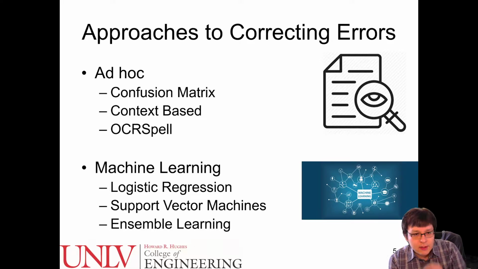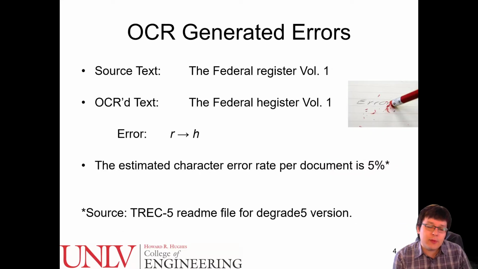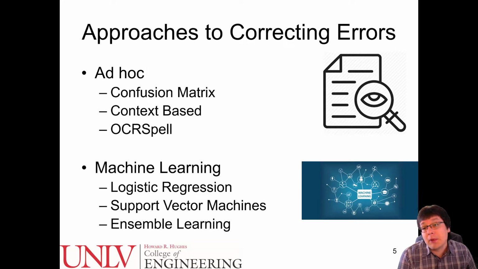Other ways of fixing it is something like a confusion matrix, where you know what kind of errors you typically make. Like if this is a very popular error because the R and the H look very similar, well, if we see something that has the word Hegister, which is not a real word in the dictionary, but we know that R and H is a common type of error, then we're going to give that higher priority and say, okay, Register is a potential candidate because the H to R error is a very popular error.